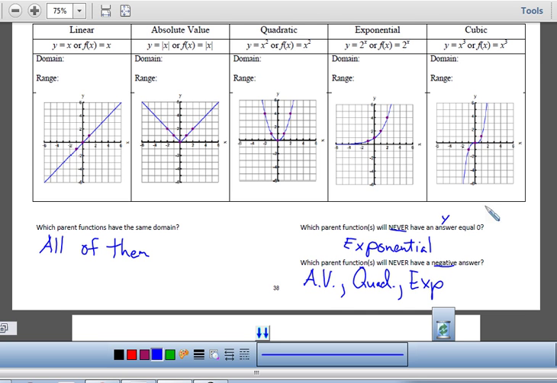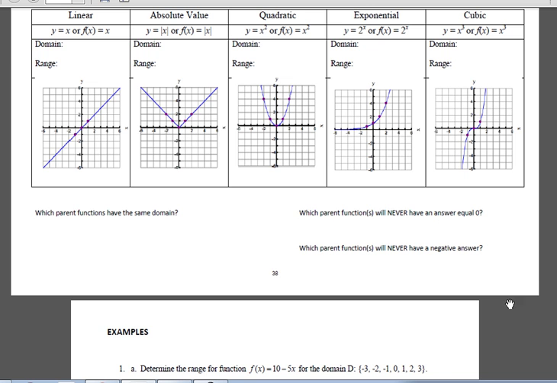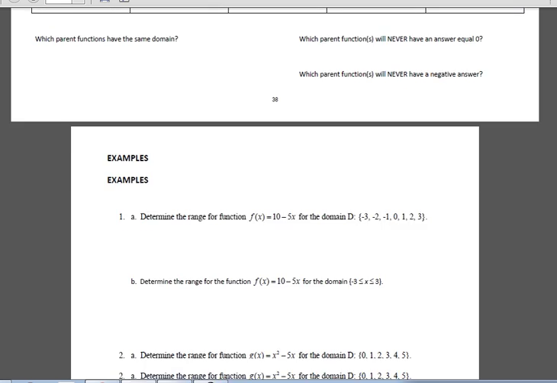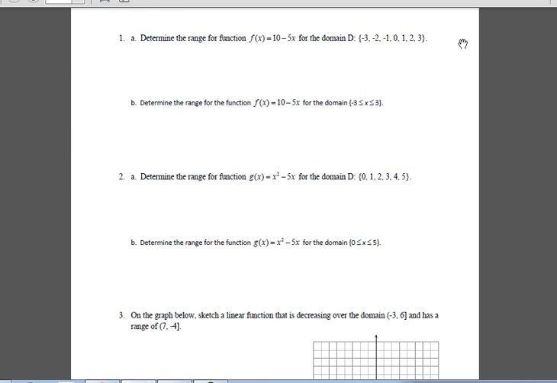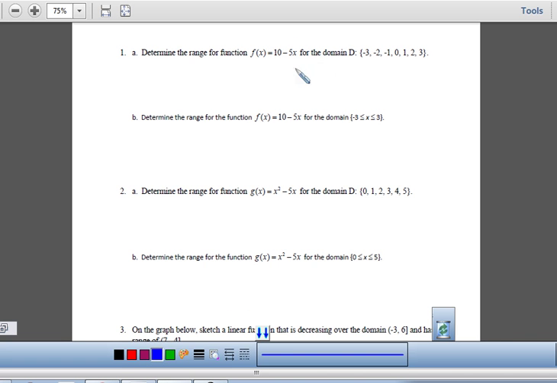Alright, let's take a look over at the next page, which is page 39. We have some more examples we're going to talk about. I know the video is starting to get long, so I'm going to quicken this up a little bit. 1a, determine the range for the function f of x equals 10 minus 5x for the domain, and then we have this.